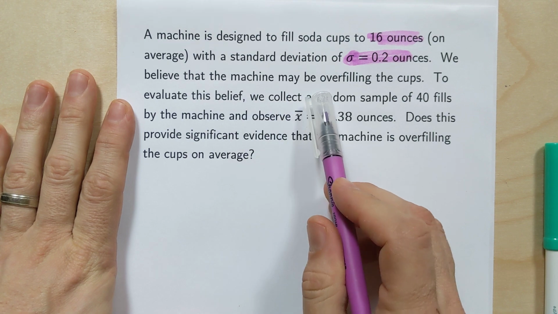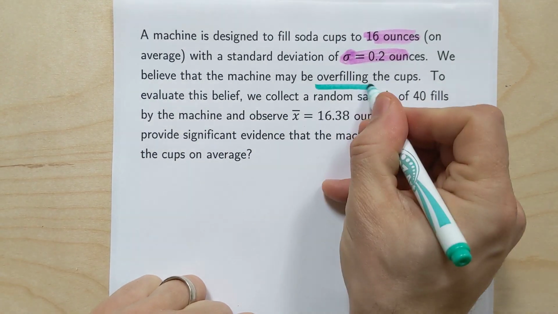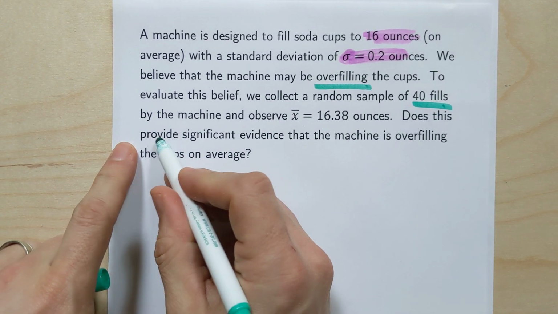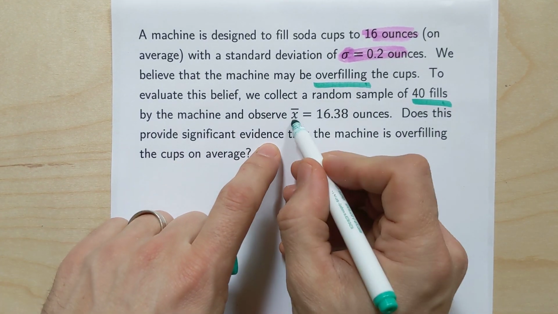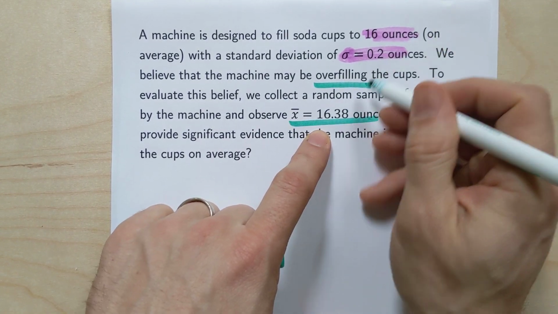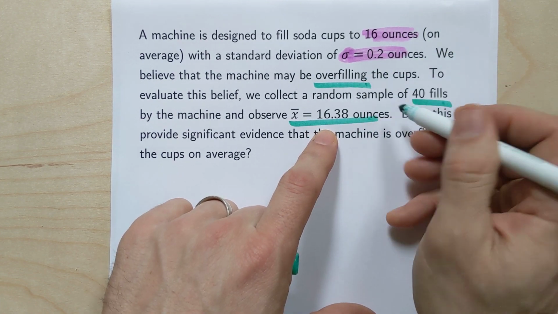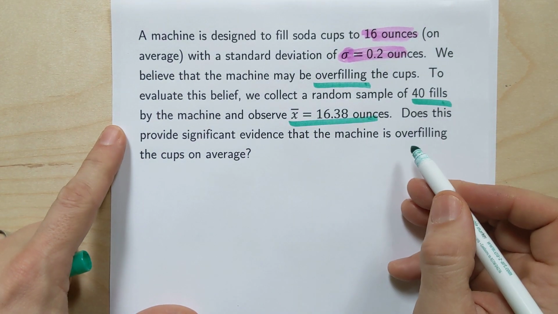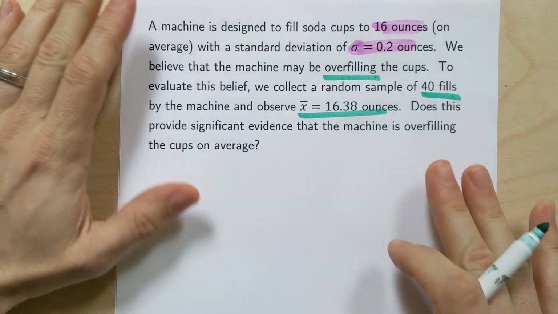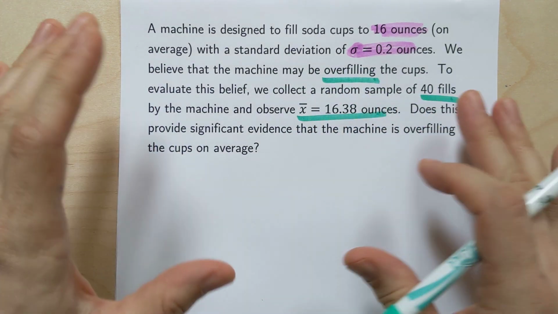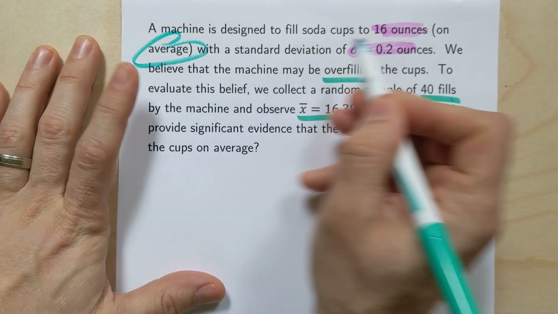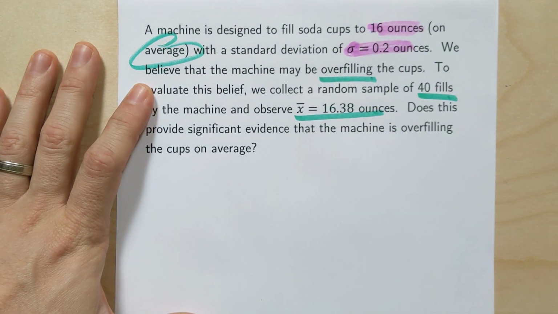We believe that the machine may be overfilling the cups. Overfilling, that'll be important. To evaluate this belief, we collect a random sample of 40 fills by the machine and observe a sample mean of 16.38 ounces, which is indeed larger than 16, which does suggest we have some evidence that it may be overfilling the cups. The real question: does this provide significant evidence that the machine is overfilling the cups on average? Just looking at this, we see that this is asking us to do a significance test about a mean. We're talking about how much is in these cups on average.